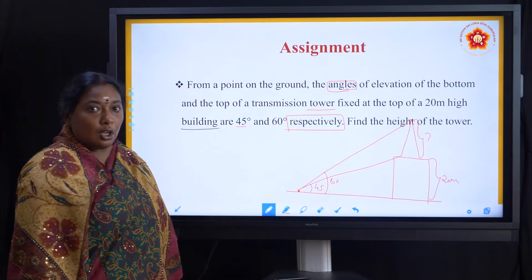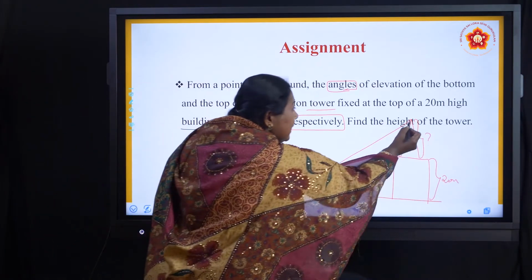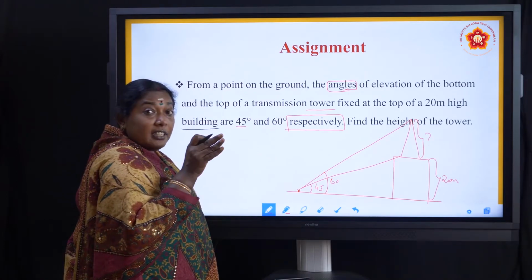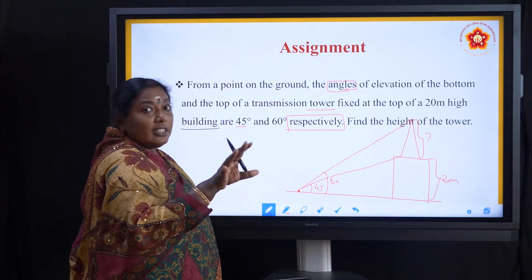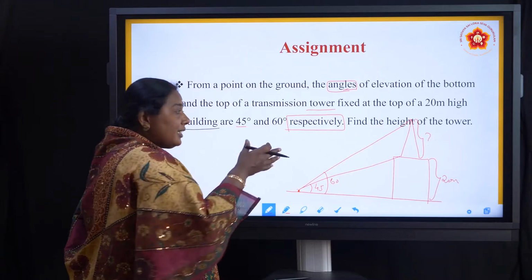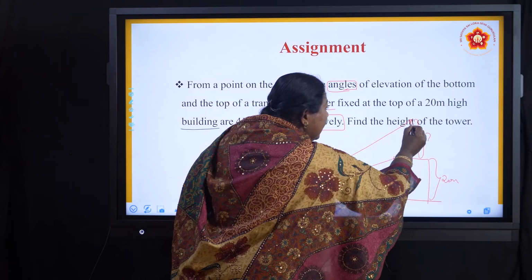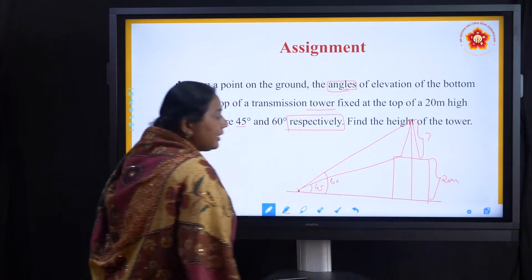That's all. Now here you can see, since it is a building, it will be vertical. If it were a slanting one, they would have said it is the Pisa tower, right? They have given a building only, so it will be at 90 degrees. So I can see two triangles here, right?